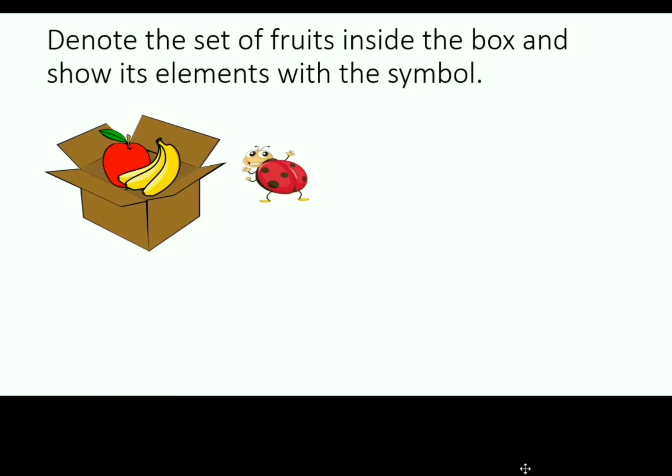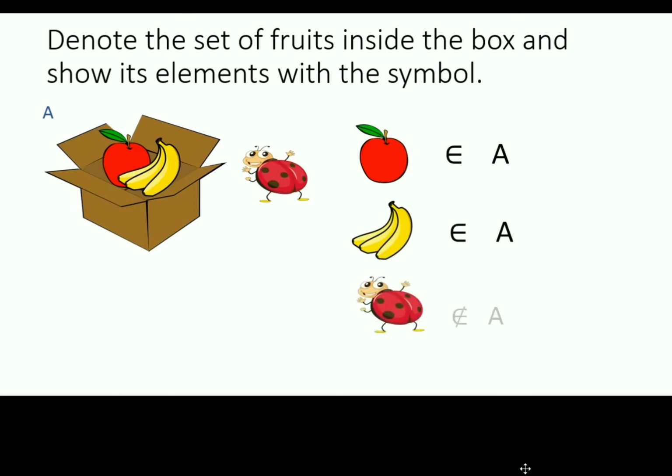I assume you did. Let's denote the set of fruits inside the box as A. What are its elements? As you see, apple and banana. What is not an element of this box? As you say, ladybug. We can show this as: the apple is an element of set A, the banana is an element of set A, and the ladybug is not an element of set A.